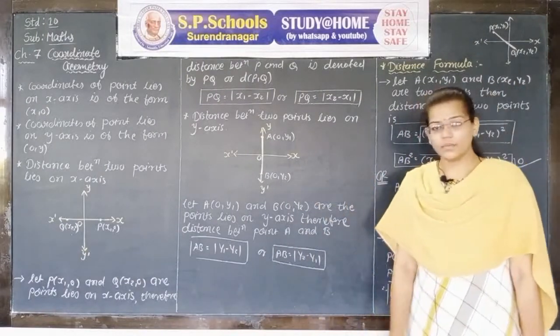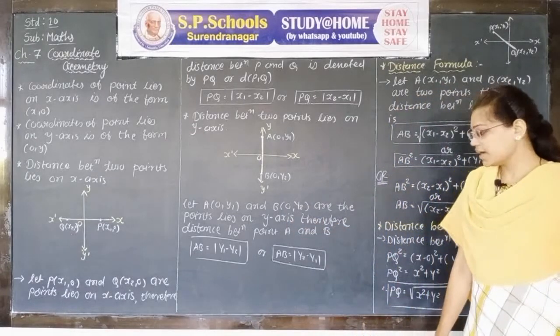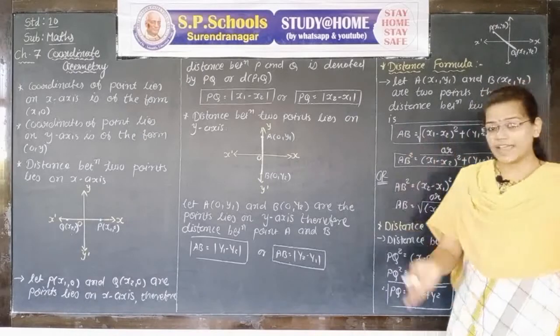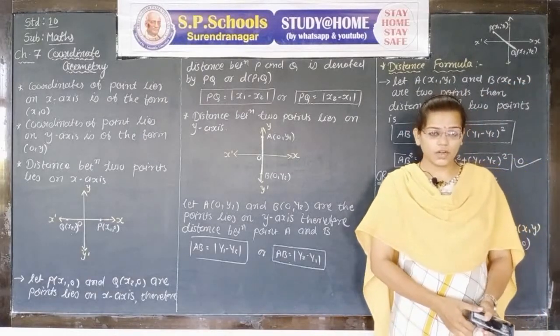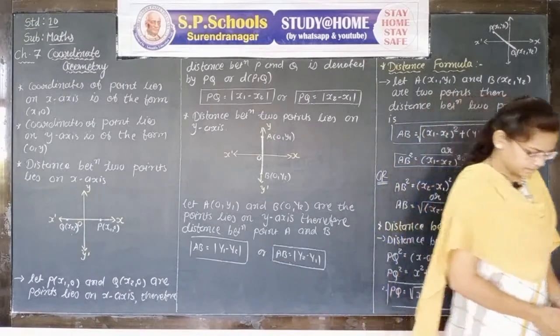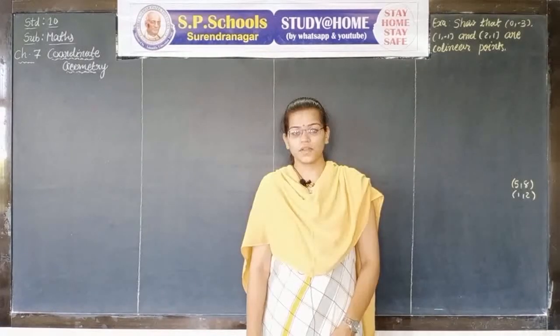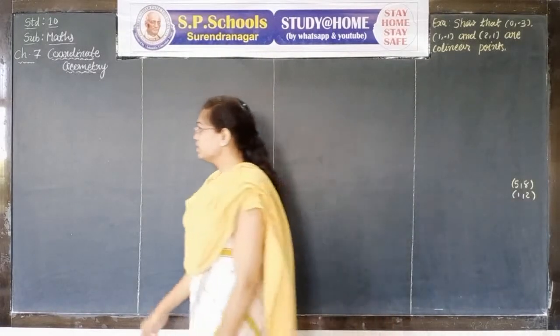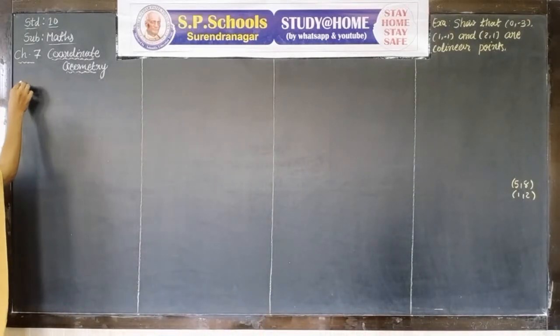Distance between points that lie on the x-axis, distance between 2 points that lie on the y-axis, and the distance between any 2 points that lie in any quadrant. Now we see some notes regarding this, regarding examples and our exercise.